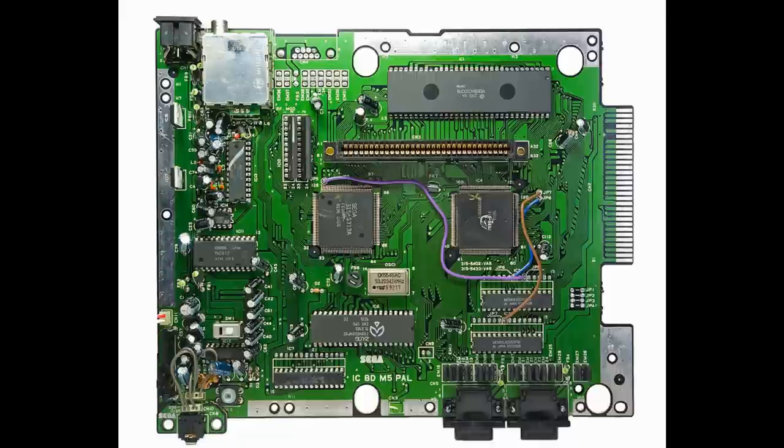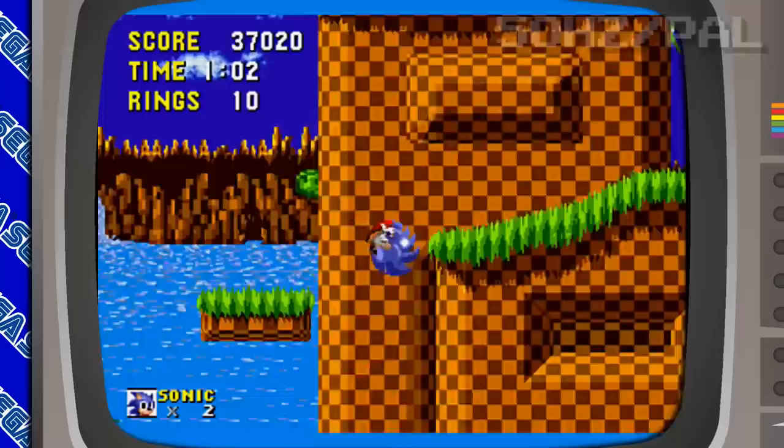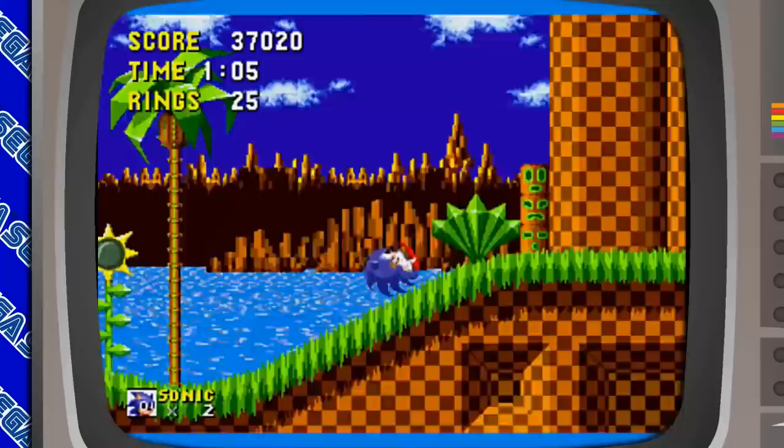A visual interpretation of this could be likened to grabbing the power sneakers, which throws the PAL version into double speed, equating to 166% of the standard Genesis gameplay speed.